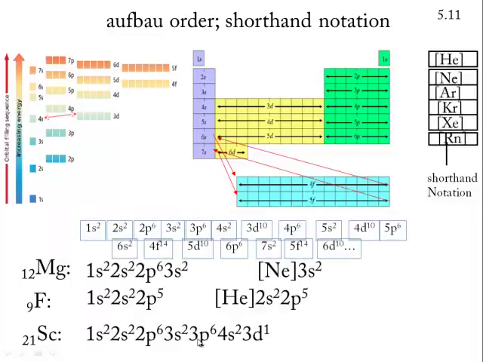Whoop, I guess it didn't show up. Just change that to argon, Ar in brackets. You should write this down. 4s2, 3d1. That is the electron configuration of scandium using shorthand notation. Screencast 5.11.